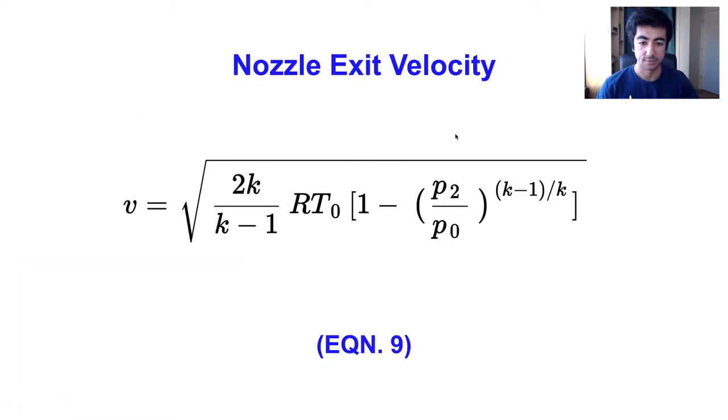So our exit velocity is going to be a function of chamber temperature and the ratio between the pressure of the atmosphere, or our exit pressure, and our chamber pressure. So with this equation, we can quickly calculate what our exit velocity is going to be. And remember, the velocity is an important input into the thrust equation. So you can see how this becomes important, and that's equation 9 on the sheet.